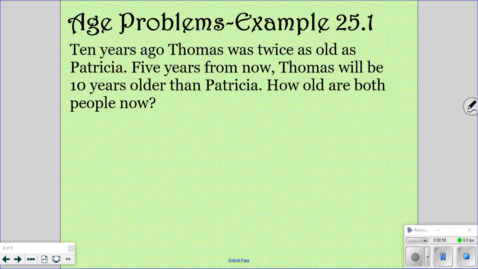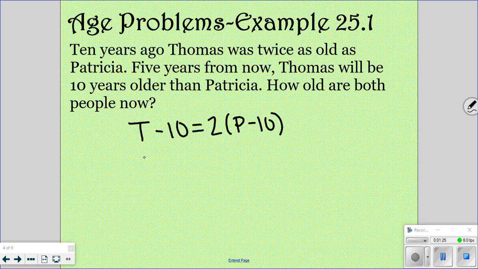10 years ago, Thomas was twice as old as Patricia. So we're going to let T be Thomas's age now. So 10 years ago, whatever his age now is, you would subtract 10. And so 10 years ago, that age was twice as old as Patricia. And that was her age 10 years ago. So you need to make sure that you put the minus 10 inside of the parentheses.